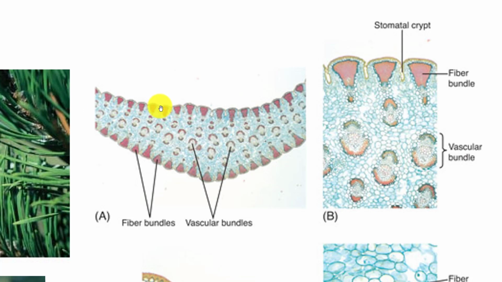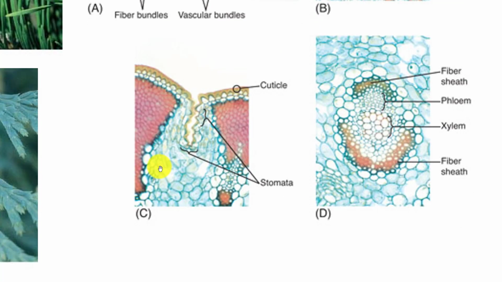Bundles of fiber occur just interior to the epidermis, and there is thick mesophyll surrounding many vascular bundles. Stomata occur in long, shallow grooves that run between the fiber bundles. Even the vascular bundles of these sclerophylls have fiber sheaths.